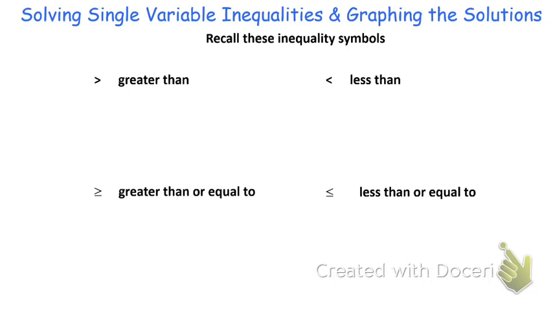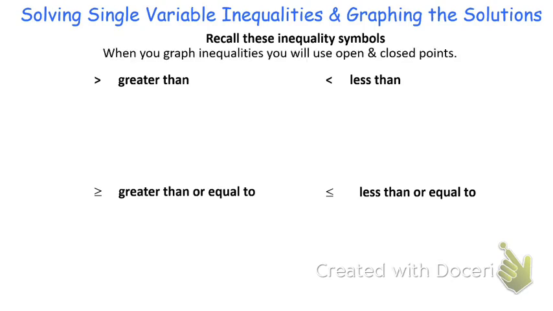In this video, we'll review how to solve single variable inequalities and graph the solutions. To begin, let's recall some inequality symbols. These are our inequality symbols. We have the greater than symbol, the less than symbol, the greater than or equal to, and less than or equal to symbols, which are denoted by the little line or the "or equal" below.